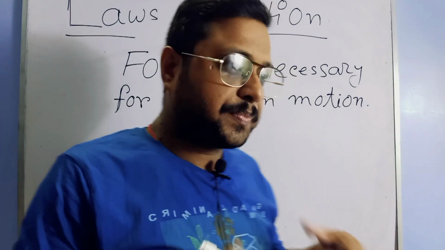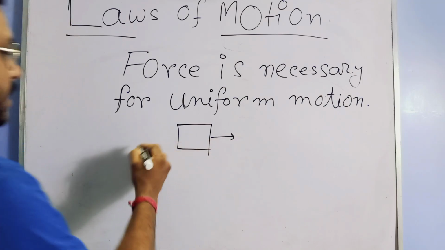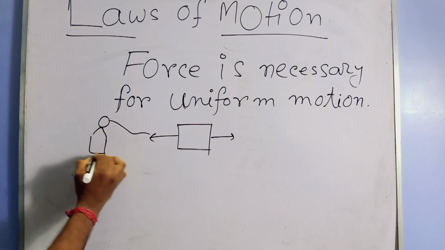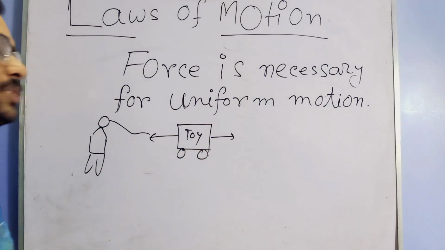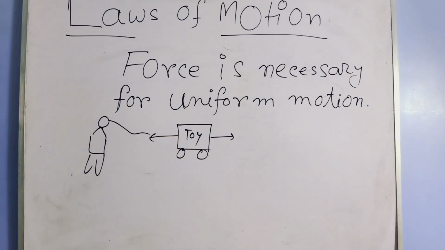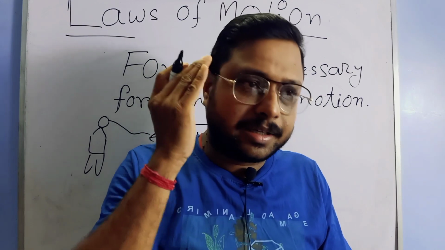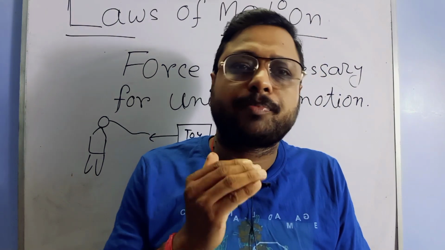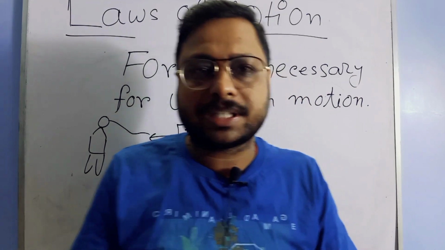Suppose a boy pulls a toy. Then it continues its uniform motion as long as the boy pulls the toy. But here he neglected an important fact: a force of friction arises which opposes the relative motion of the particle.